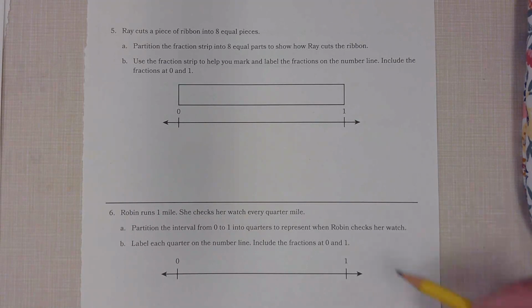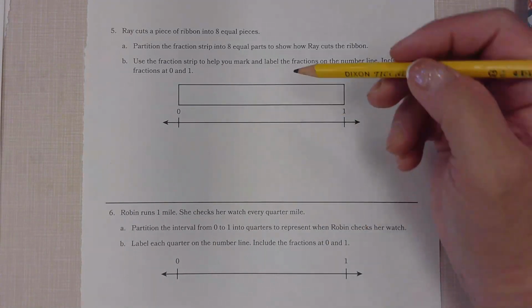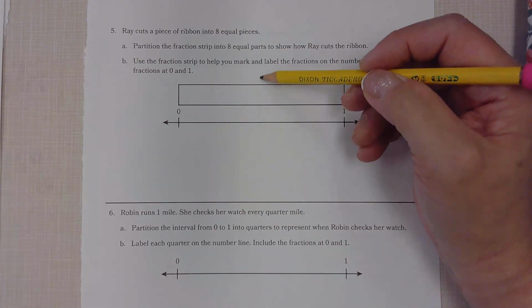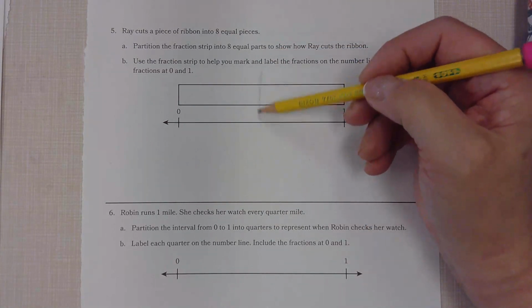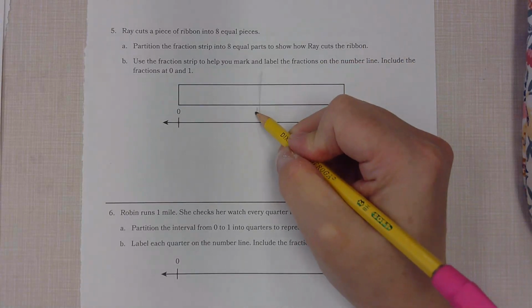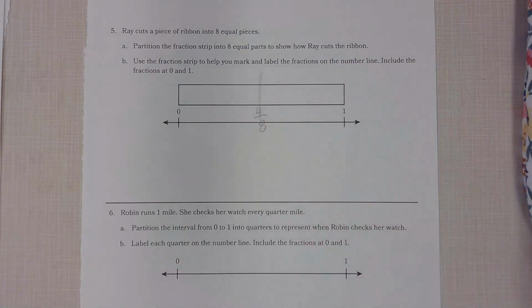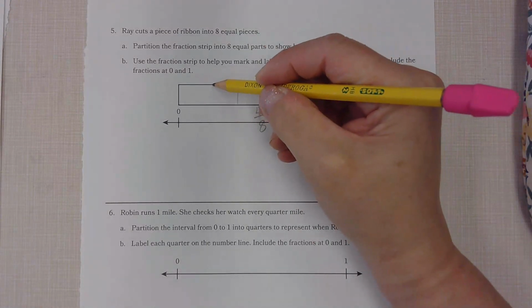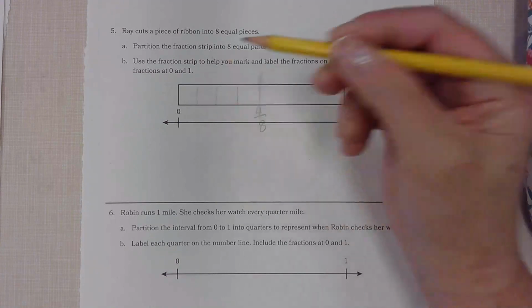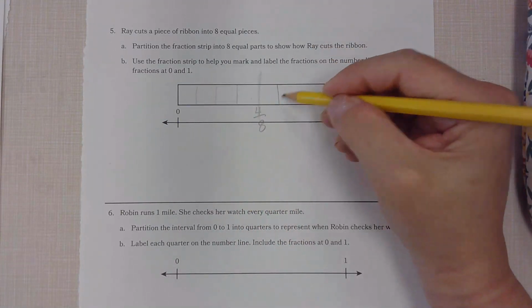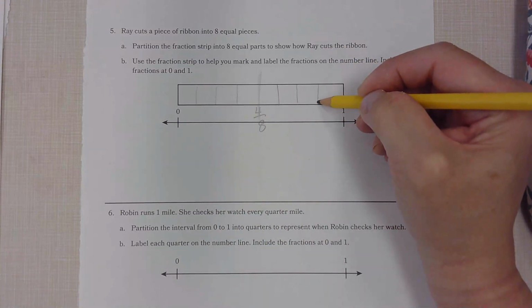Now, you're using this fraction strip. The easiest thing to think of is we know that 4 out of 8 is going to be half. So let's start there. That looks about half. So we're going to label that 4 out of 8. And then we're going to backtrack from there. So that's going to be 3 out of 8, and that's going to be 2 out of 8, and that's going to be 1 out of 8. You want to try to make these as equal as possible. 5 out of 8, 6 out of 8, 7 out of 8.